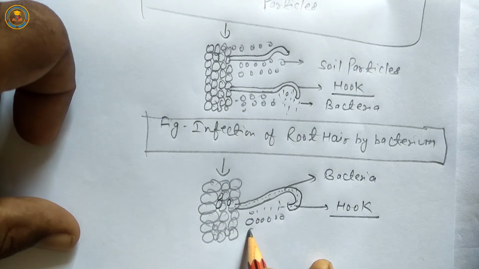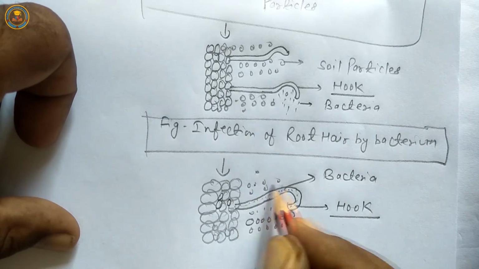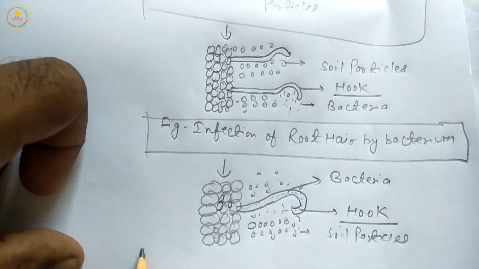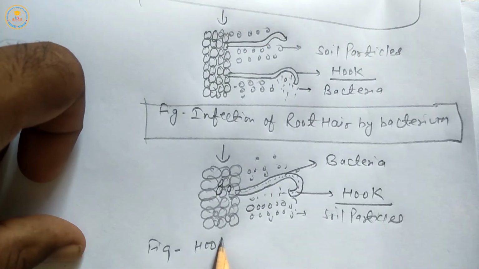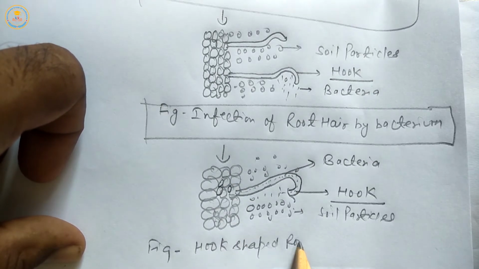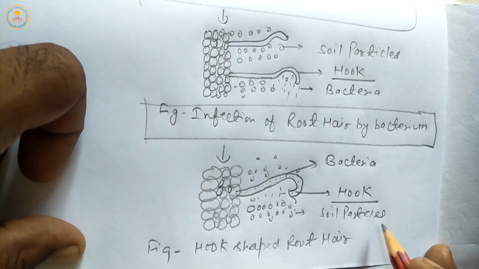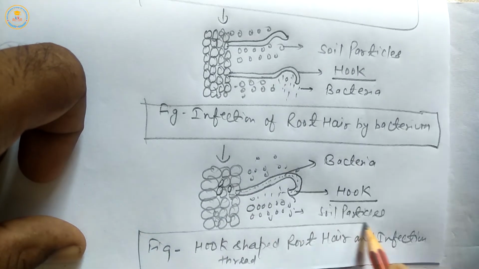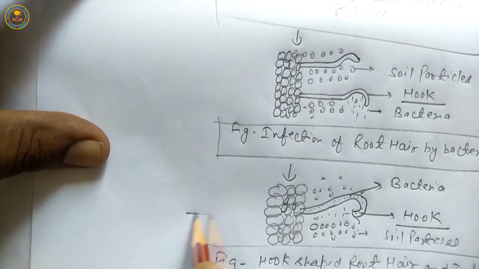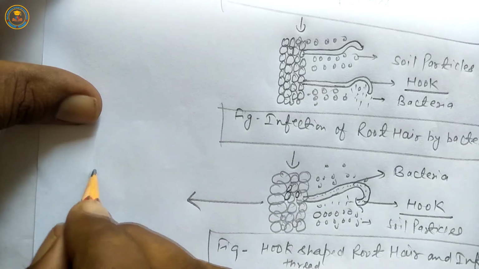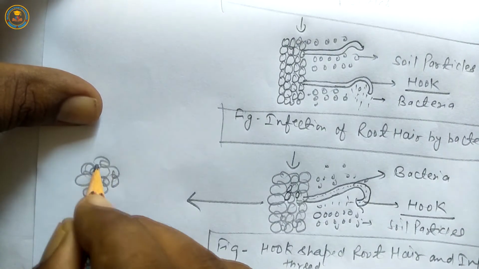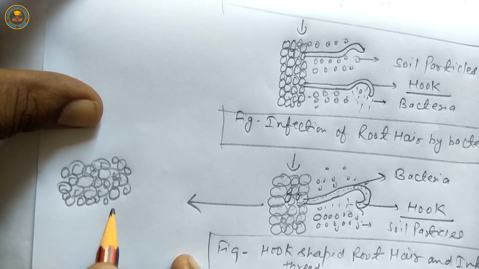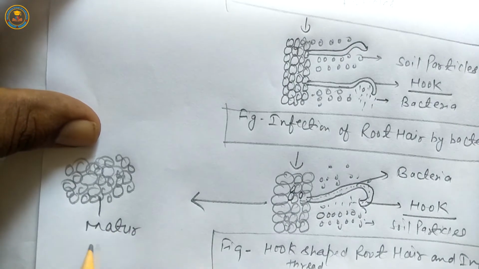They are soil particles. The figure shows the hook shaped root hair, infection third, and the last step is the cortex part converting into tumor-like structures. These tumor-like structures are called root nodules. So this is a mature nodule.